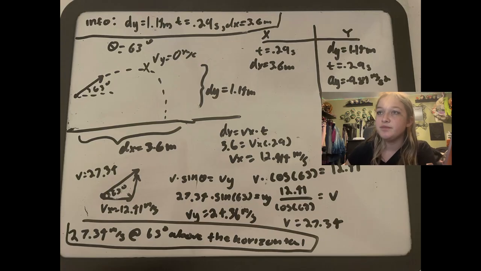v equals vx divided by cosine theta. Plugging in our numbers, v equals 12.41 meters per second divided by cosine 63 degrees. This calculation gives us the initial velocity, v, of 27.34 meters per second. So the final answer is that the object was launched with an initial velocity of 27.34 meters per second at an angle of 63 degrees above the horizontal.